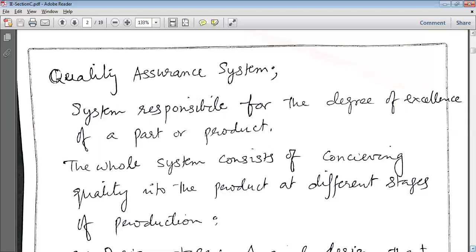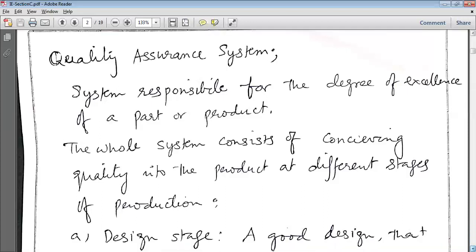Whereas the quality assurance system is more prevalent nowadays in manufacturing and service sectors, so that the quality of the product or service is built at the time of manufacturing only, so that the part that is produced is nowhere near rejection and is a good product or good part. So the quality assurance system is known as the system responsible for the degree of excellence of a part or product. Similarly, it is the whole system concept of conceiving quality into the product at different stages of production. This is the quality assurance system.